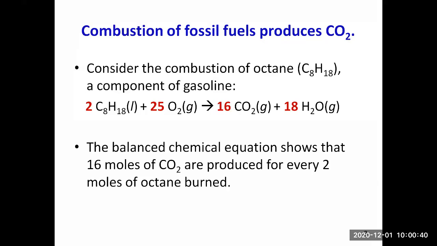So the balanced chemical equation shows that 16 moles of CO2 are produced for every 2 moles of octane burned. You can see that this is due to the fact that there are 8 carbons in the octane, and so you make a molecule of carbon dioxide for every carbon. Because you have 2 moles of octane, you get 2 times 8, 16 moles of carbon dioxide whenever you burn 2 moles of octane.